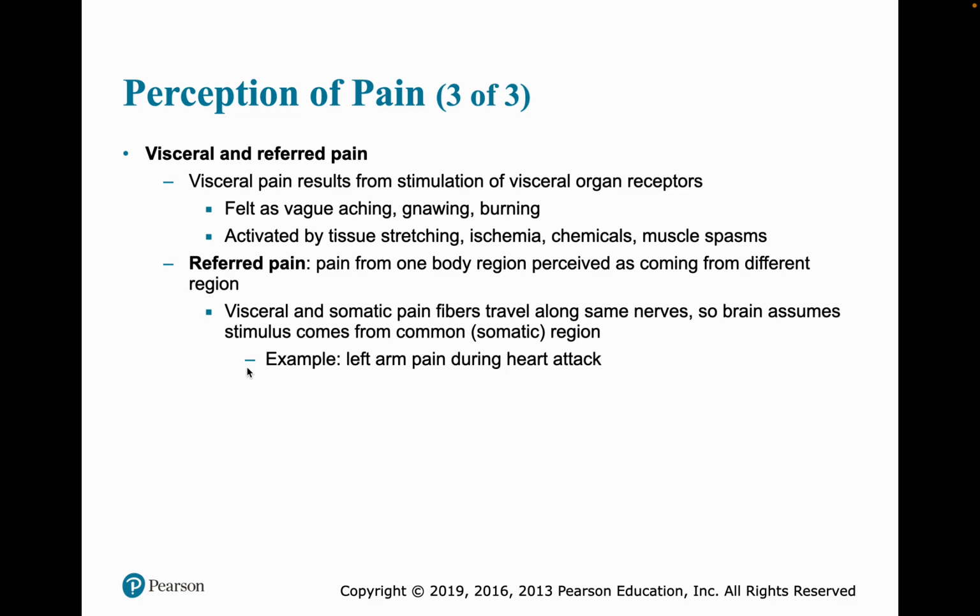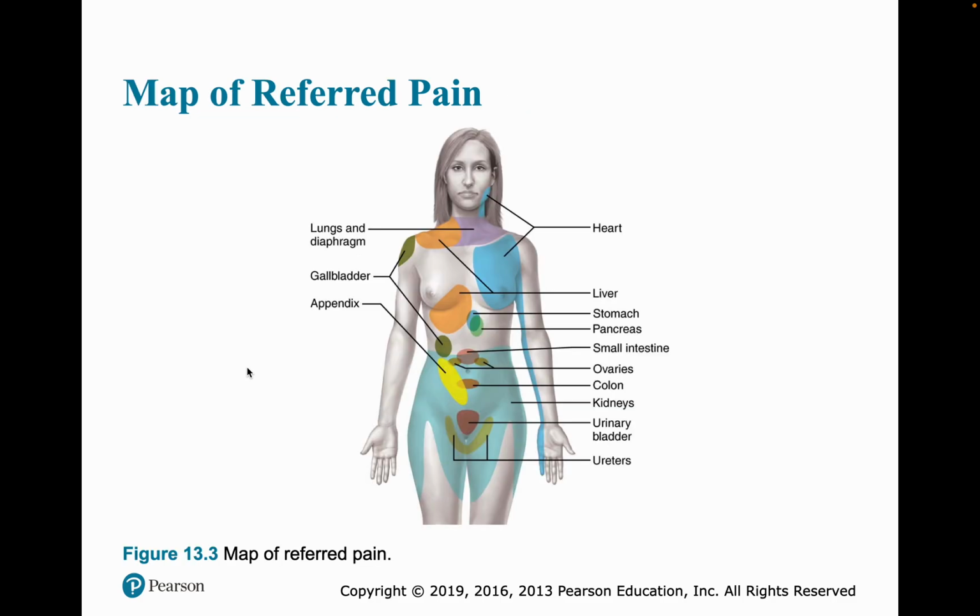It turns out that the visceral and somatic pain fibers travel along the same nerves, so the brain is going to assume that they're coming from a common somatic region, which is one of the reasons that heart pain is often felt in the left arm. And there are some of these that we know about. And as you get into your clinical practice, you'll become aware of them as well.